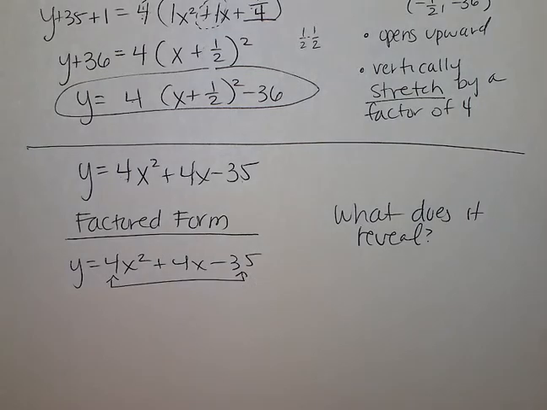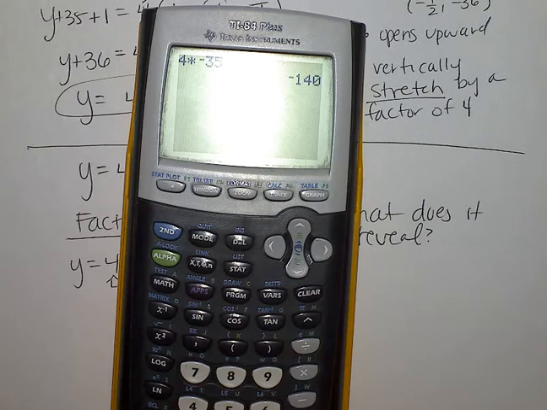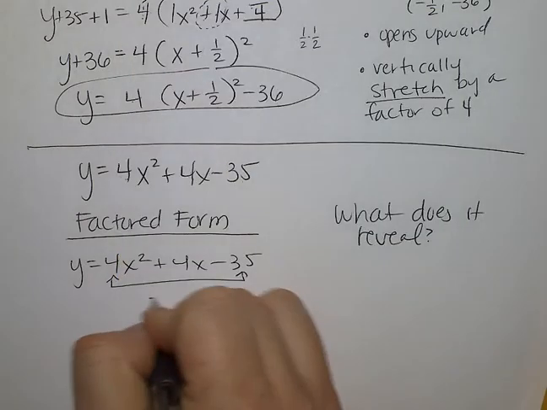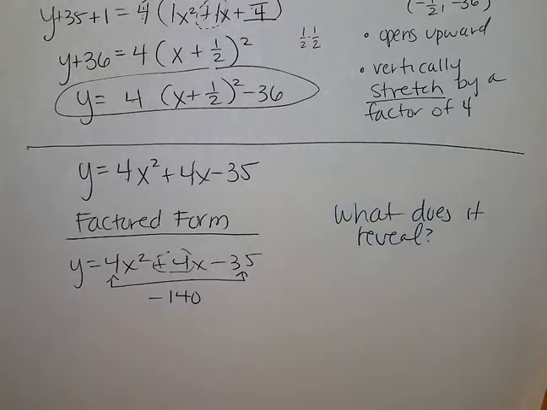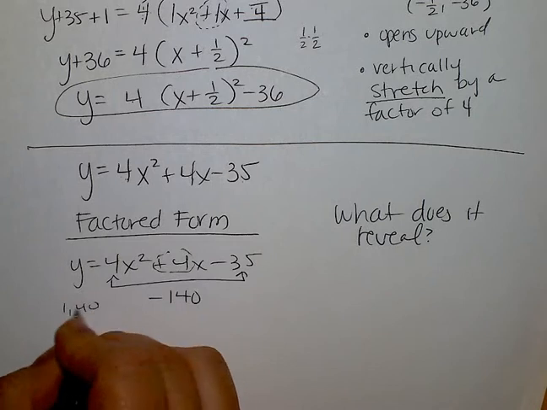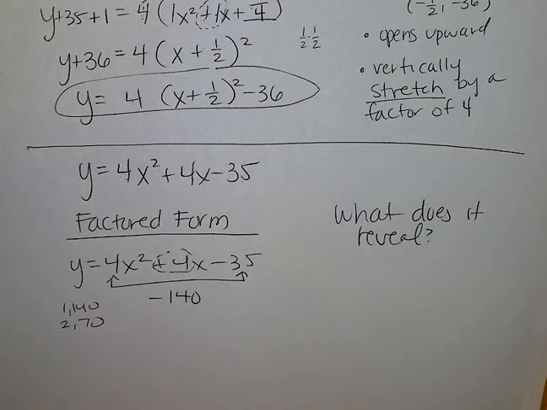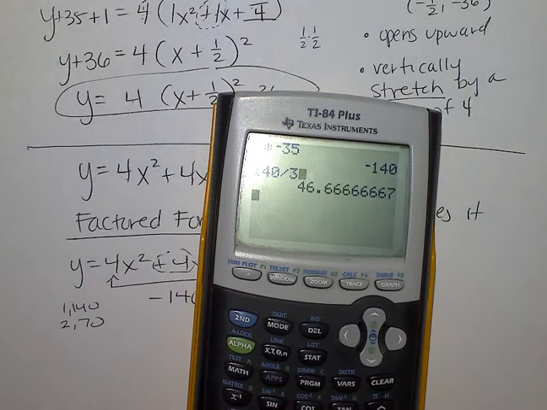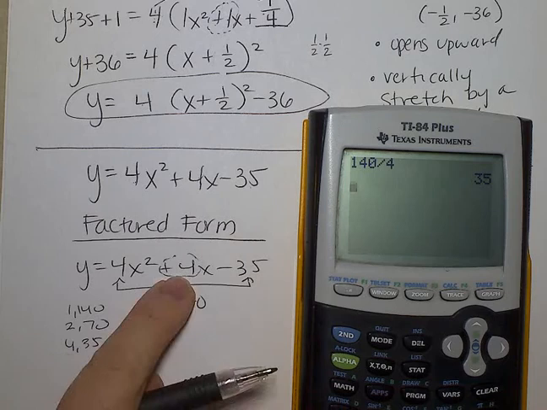4 times negative 35 is negative 140. And I need to think of a combination that multiplies to receive an answer of negative 140 and combines to give you positive 4. So I'm just going to go through the process. 1 and 140, no. 2 and 70, no. 140 does not nicely divide by 3. 140 divided by 4. So 4 and 35, they do not combine to give you a 4.